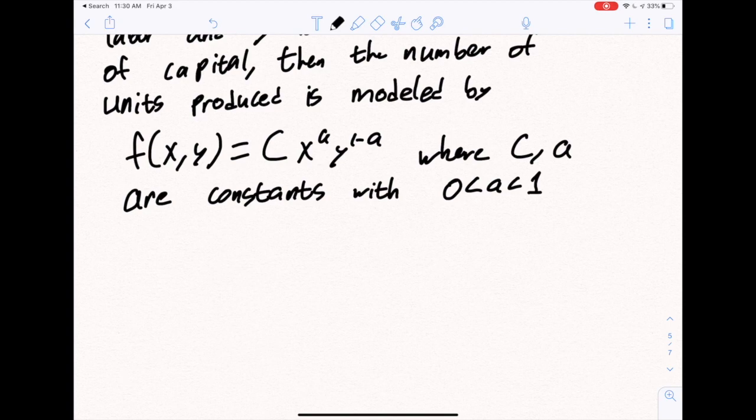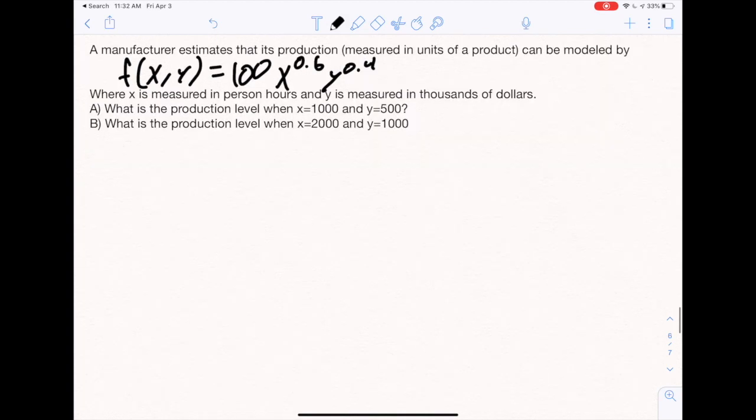So we usually don't have to calculate c or a. Those will be given to you. What we need to do is, given an x and y, calculate the output. A manufacturer estimates that its production, measured in units of product, can be modeled by f of x y equals 100 times x to the 0.6 times y to the 0.4, where x is measured in person hours and y is measured in thousands of dollars. So thousands of dollars we're all used to.